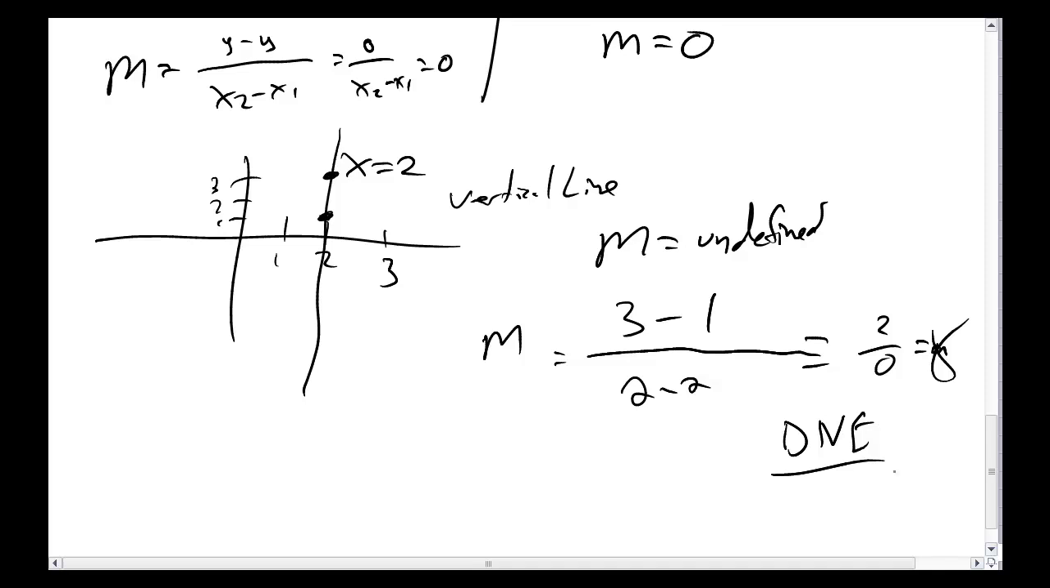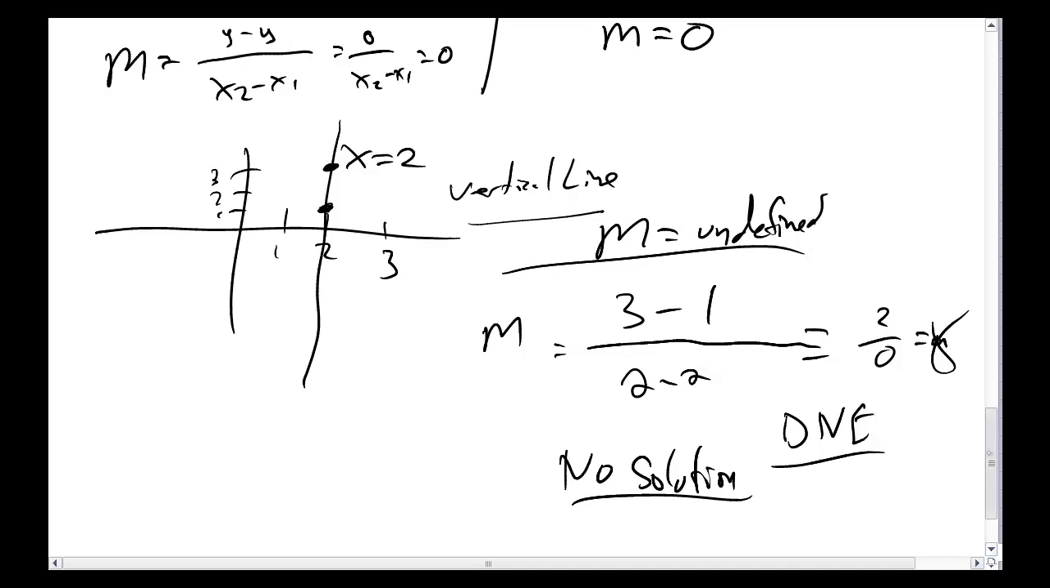DNE is what WebAssign tends to use, does not exist, so you can use that, or alternately, no solution. Either of these are things that are easy to type into those boxes, and they tend to accept that. So for vertical lines, we have an undefined slope.